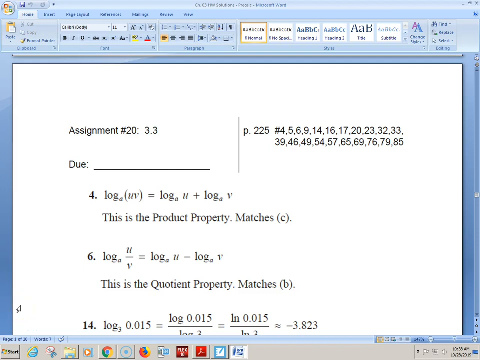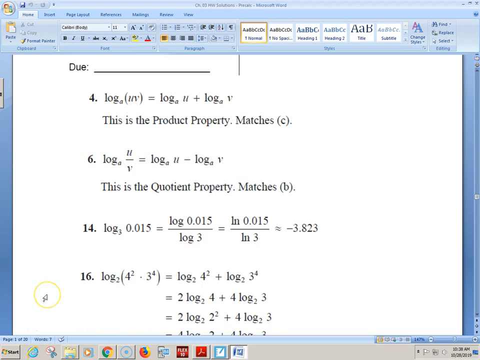A lot of you did this last Wednesday, last Thursday. But I think the title was Properties of Logarithms. Does that kind of ring a bell? Hey, look at number 4 and number 6. Weren't they literally just saying what properties? We have the product property, and we have the quotient property.